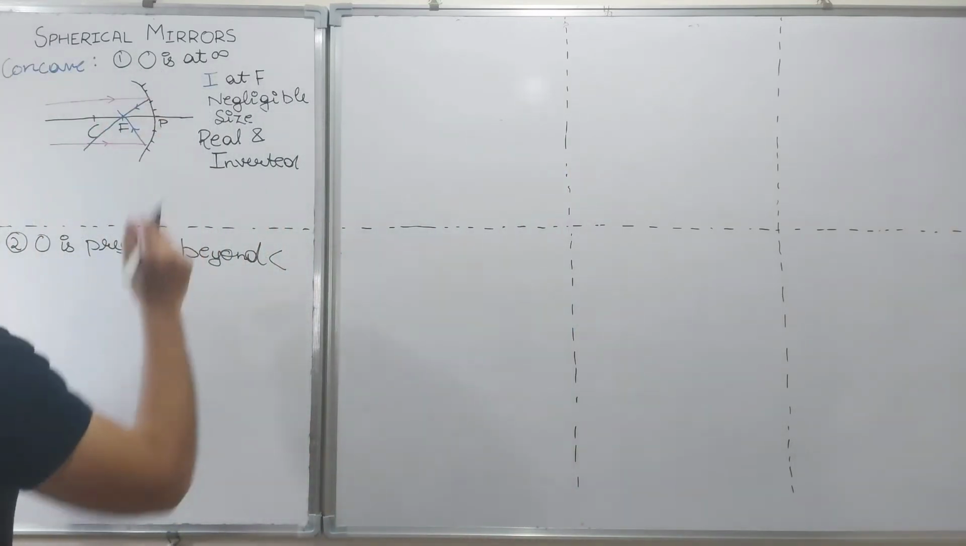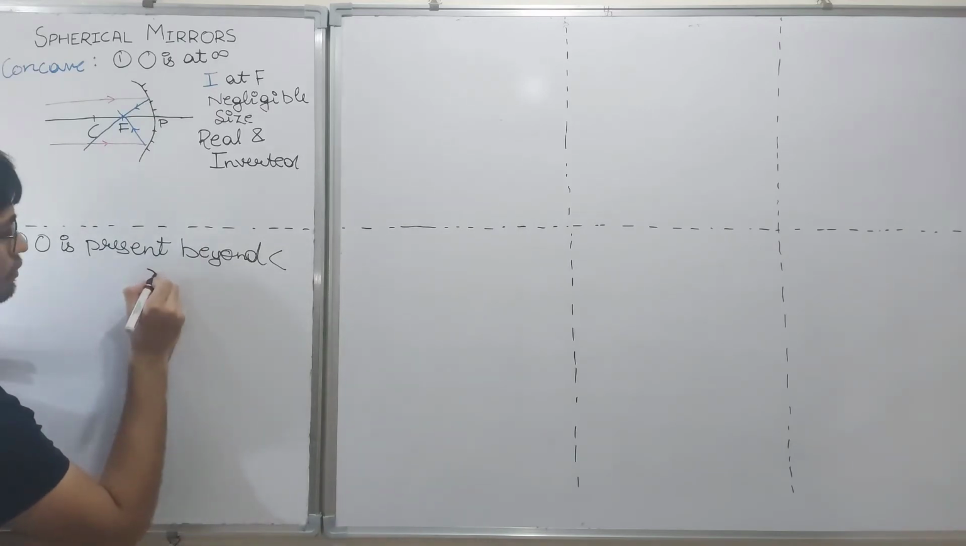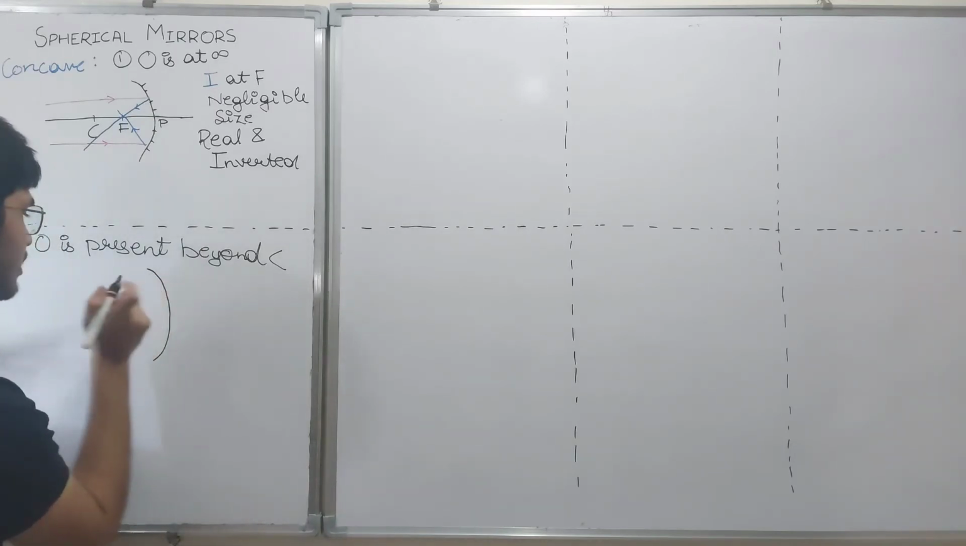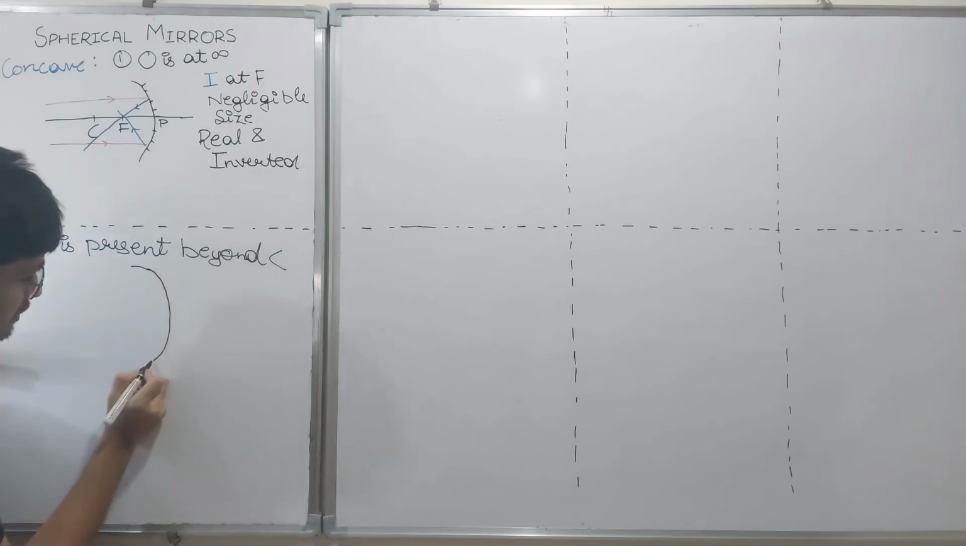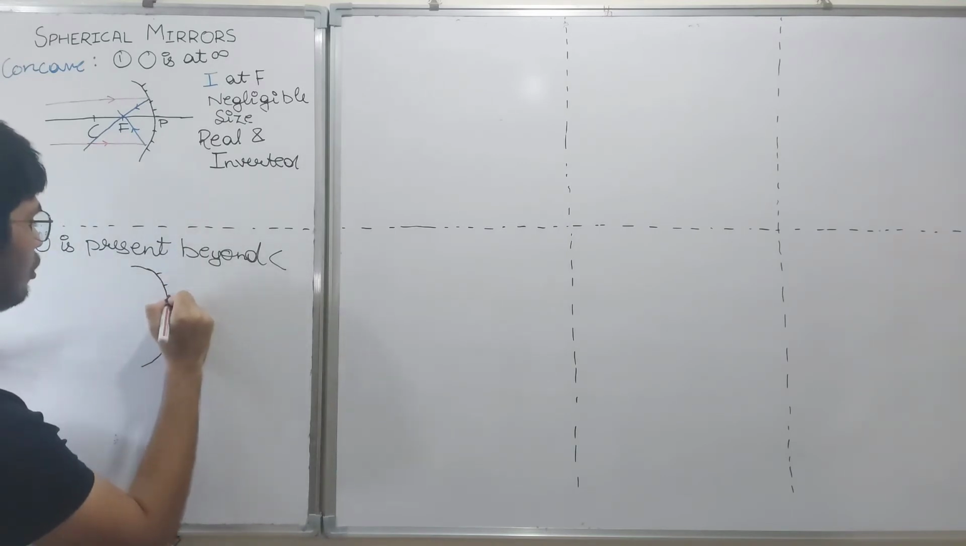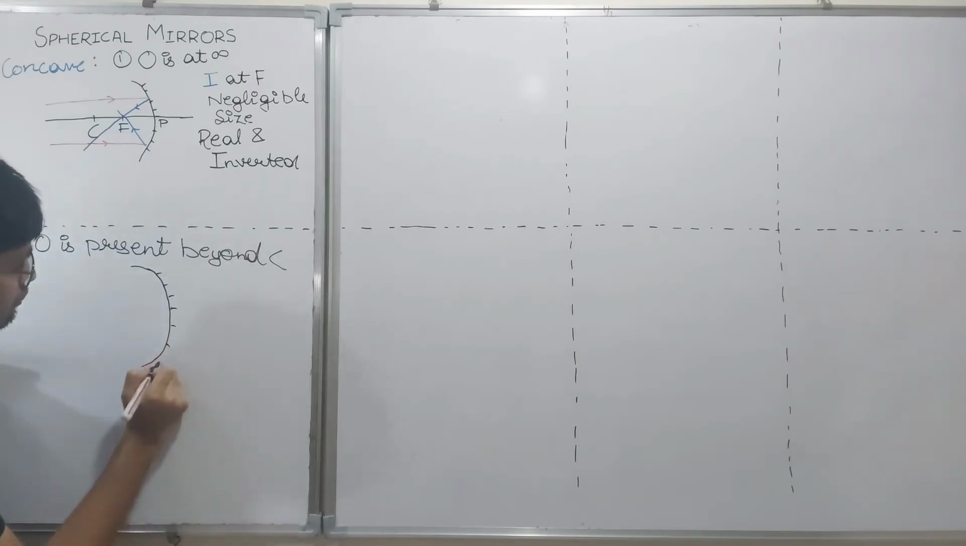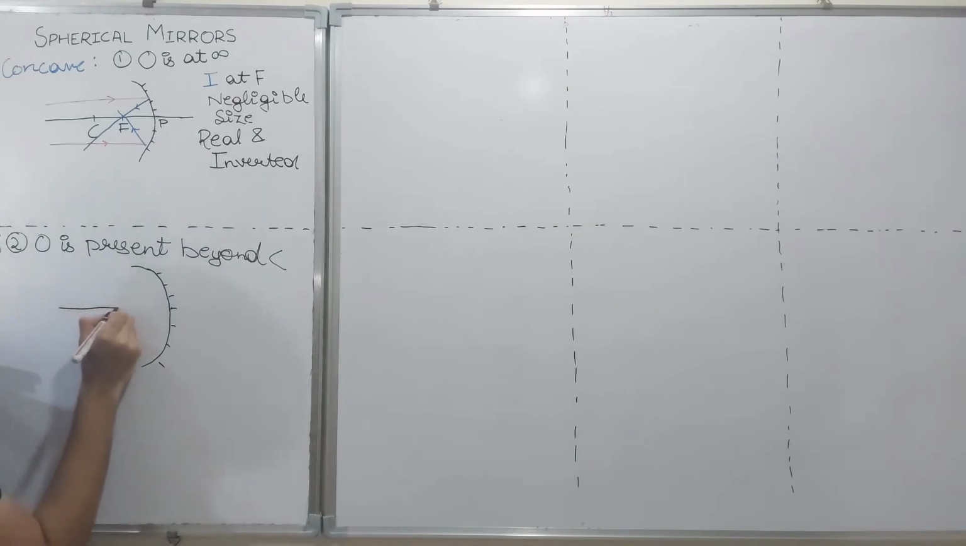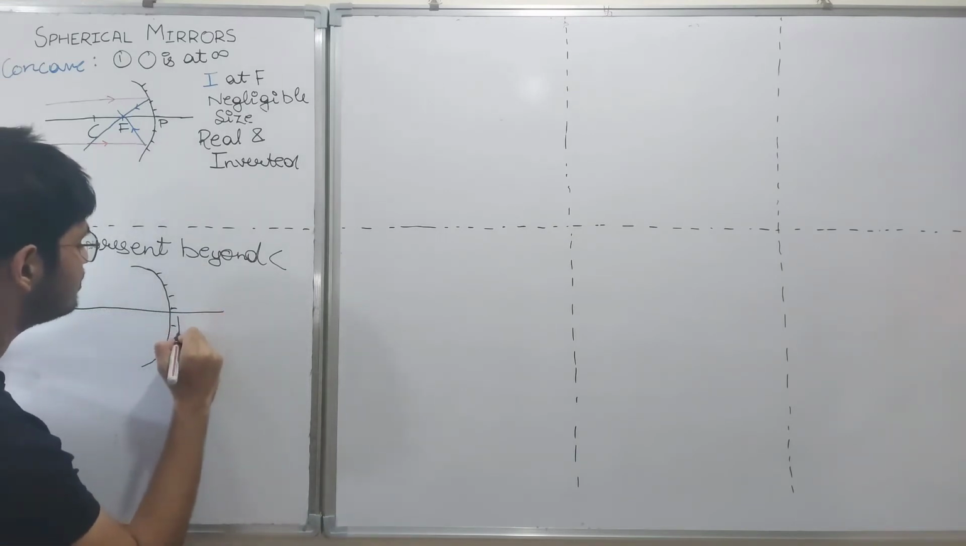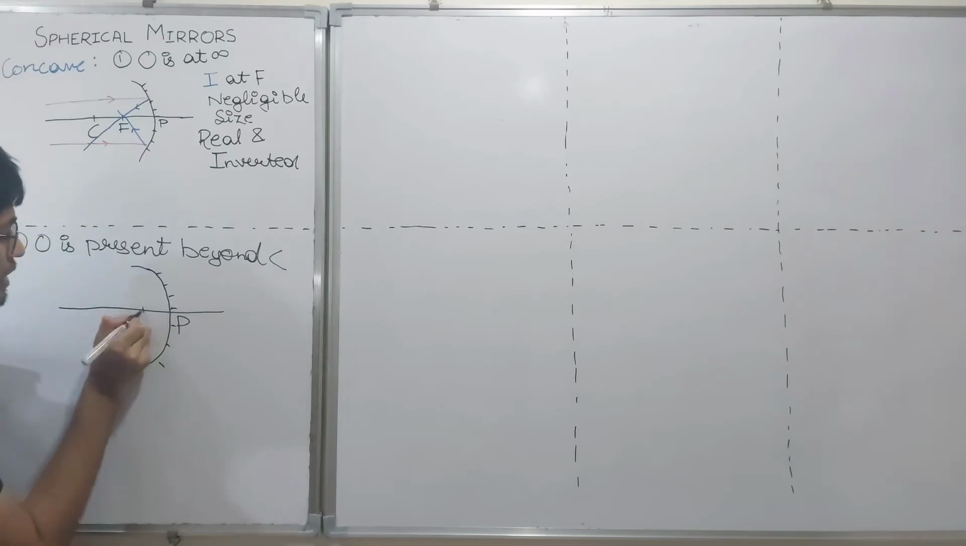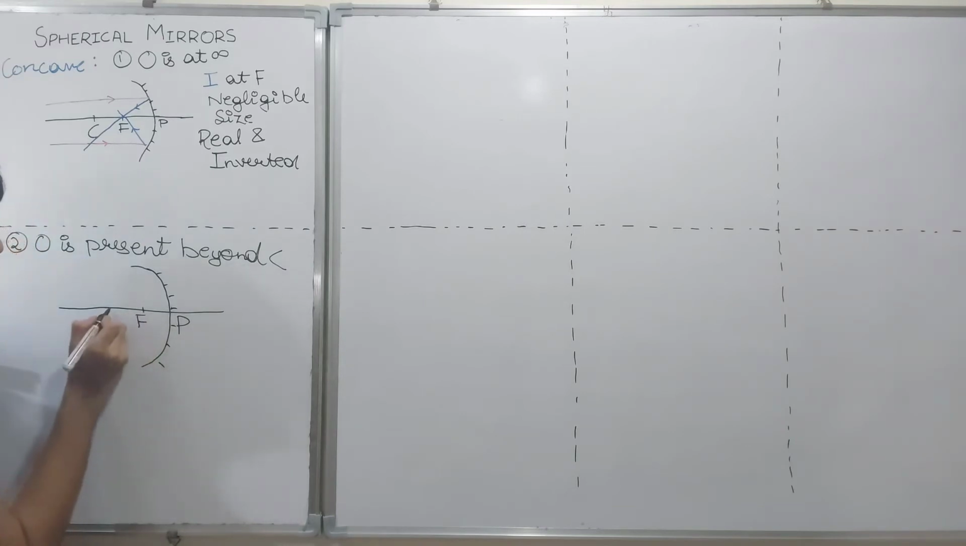Now, talking about this particular case, we are going to make a concave mirror, something like this. This is a concave mirror. Now we are going to mark the principal axis. This is the principal axis. This is the pole. This is the focus, and this is the center of curvature.